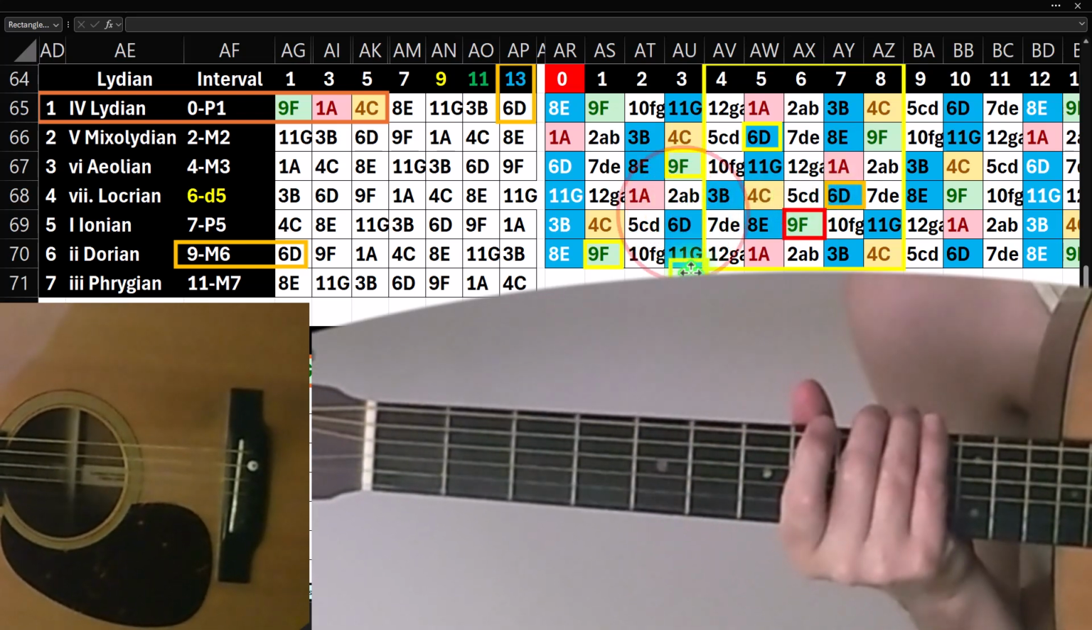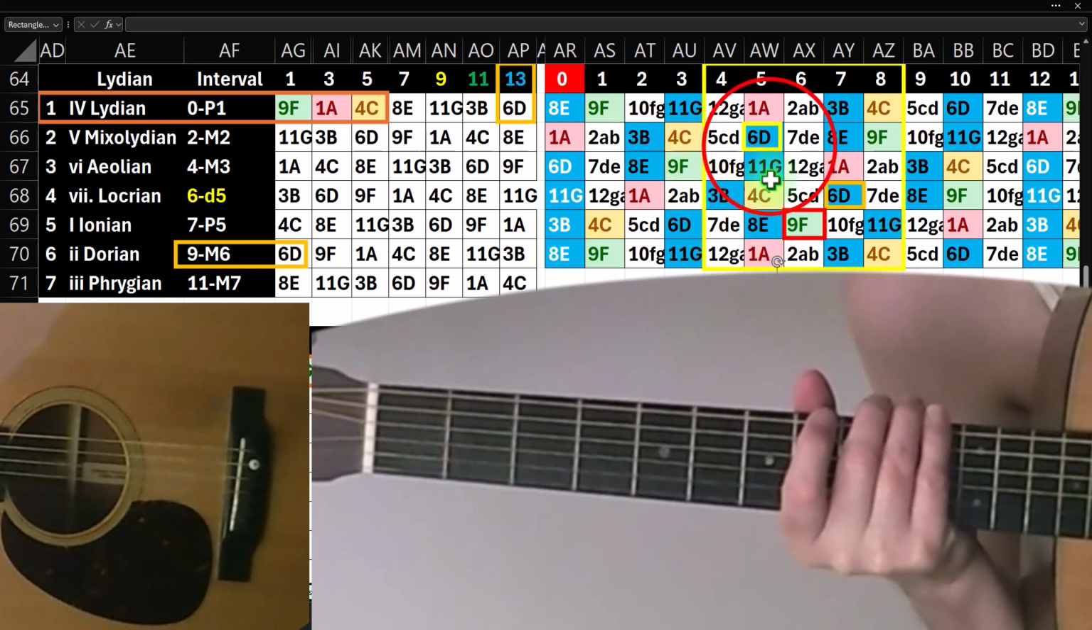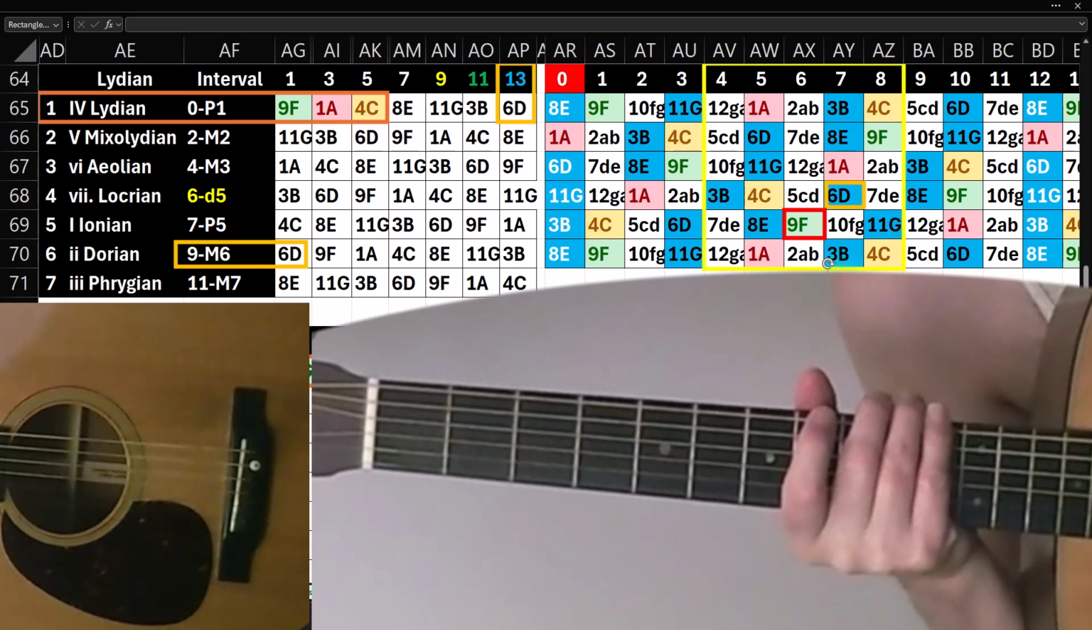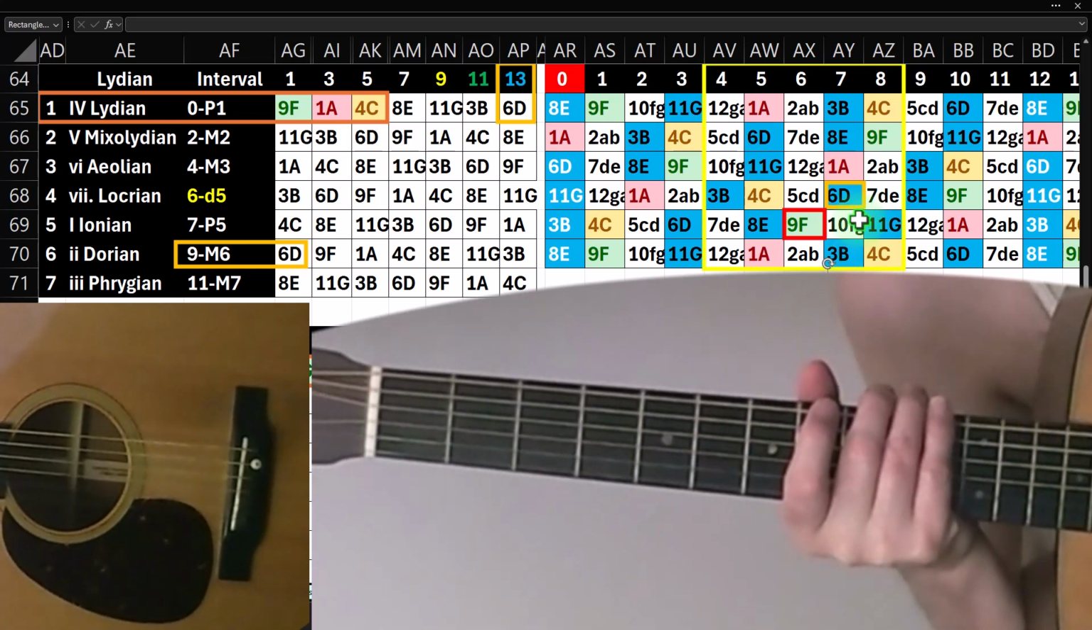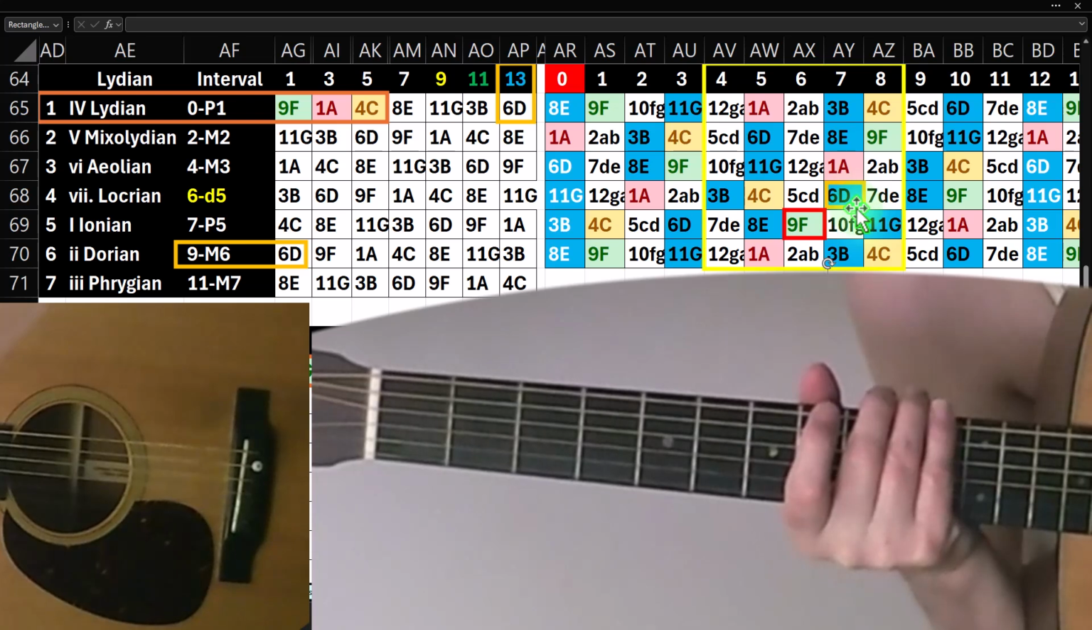All right, let's go up 2 frets. Try to crank this out a little bit faster. But I can't, I don't have any food. I need food. That's okay. We're gonna crank it out anyways.